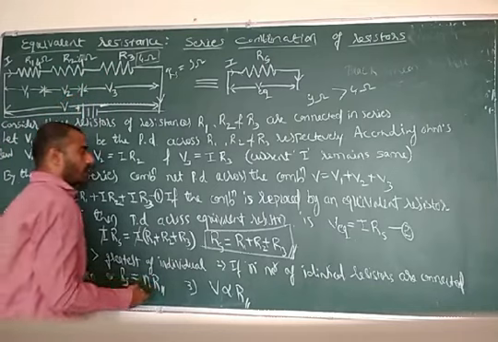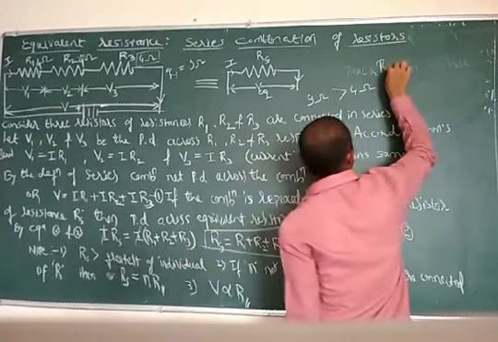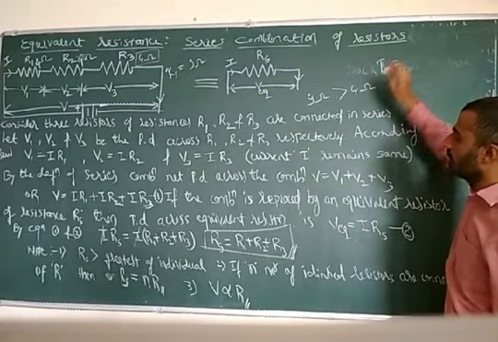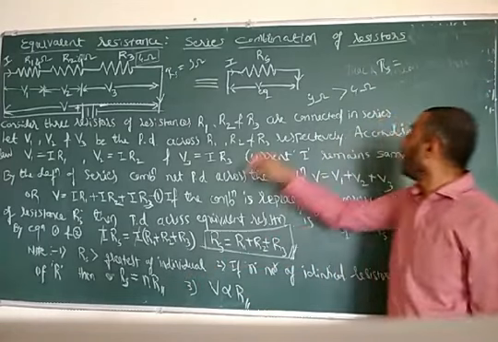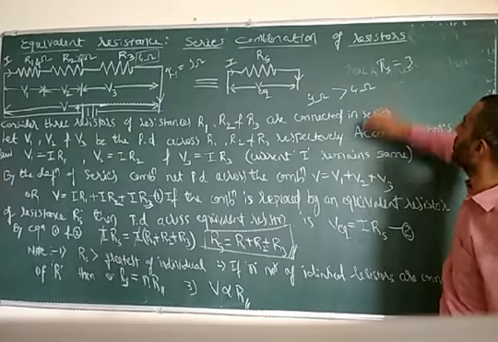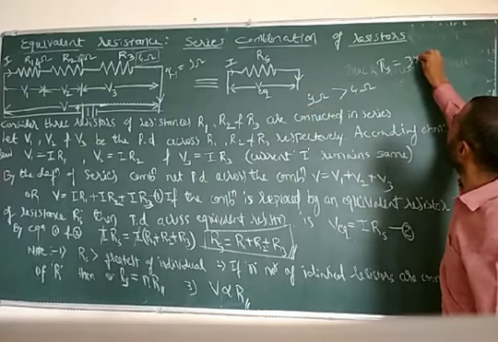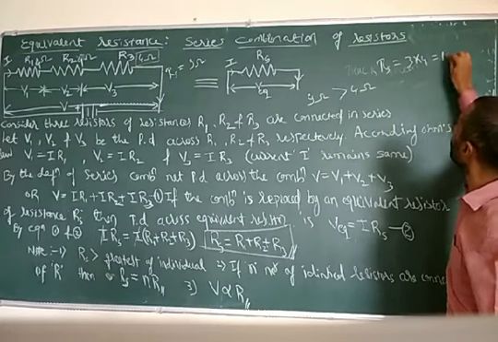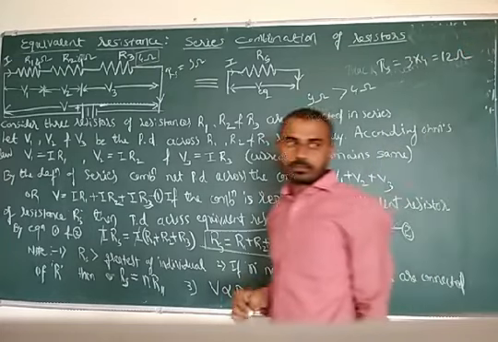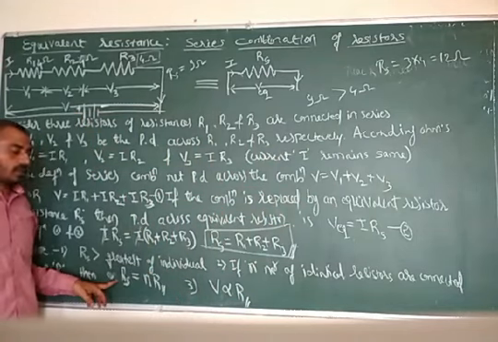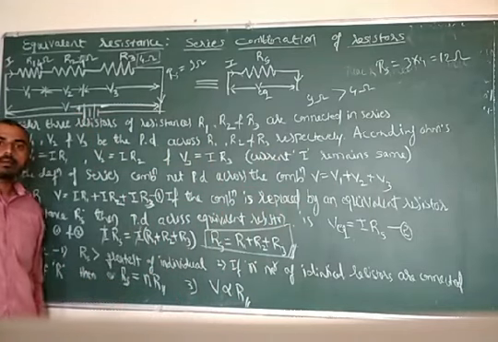For example, here I have taken 3 resistors, all of identical value, 4 ohm, 4 ohm, 4 ohm. Their effective resistance as per Rs is, directly, n into R. How many resistors are there? 3 resistors. Each resistor is of how much resistance? 4 ohm. Then their effective resistance is 3 into 4, that is 12 ohm. If all are identical, effective resistance is n into R.